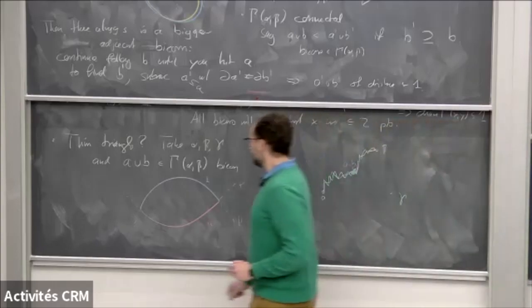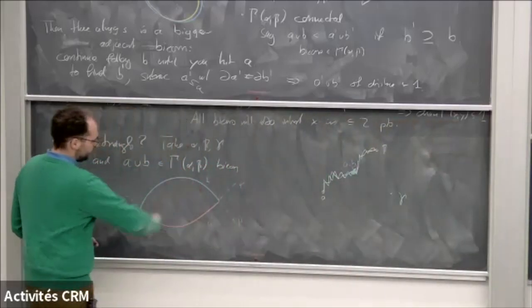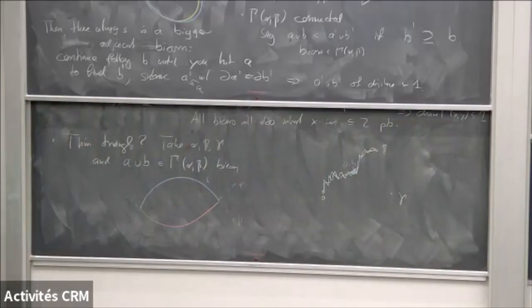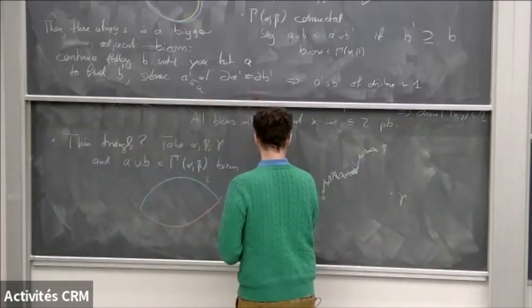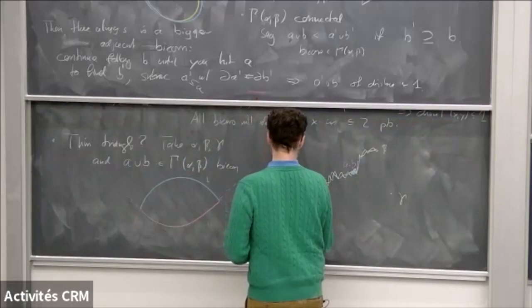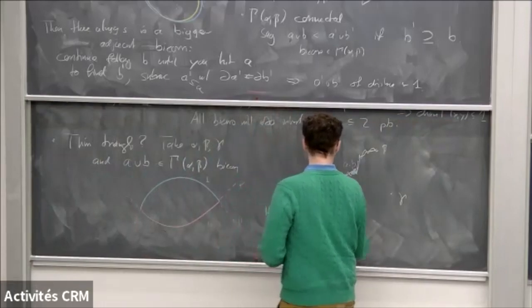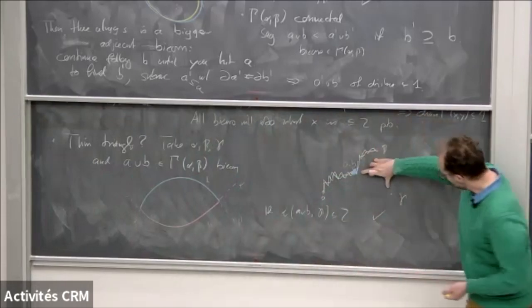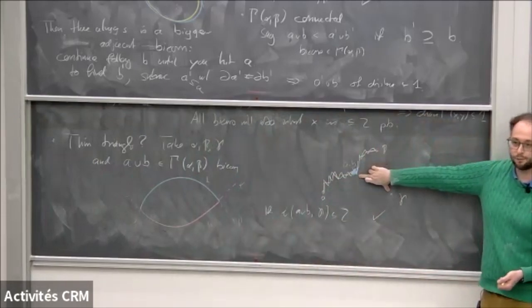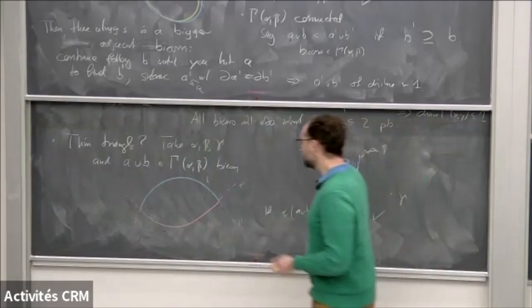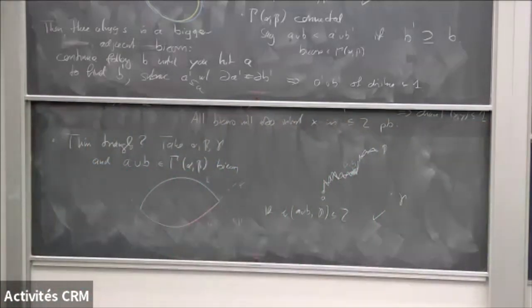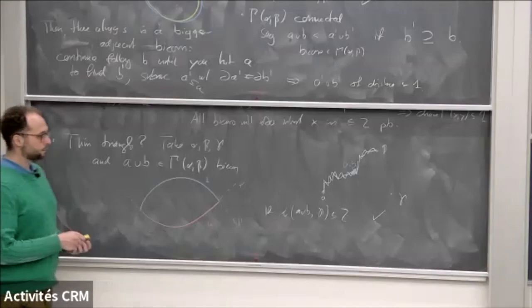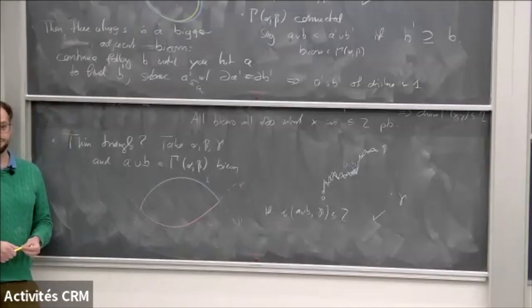So if gamma intersects this thing in less than 2 points, then we win anyway. So if the intersection between A union B and gamma is less than 2, then we win, because then this is actually distance 1 from the corner. So otherwise, you have at least 3 intersections. But if you have at least 3 intersections, what does that mean?